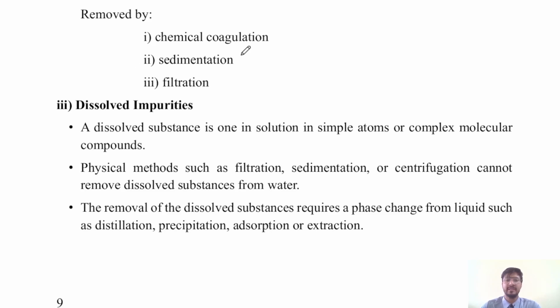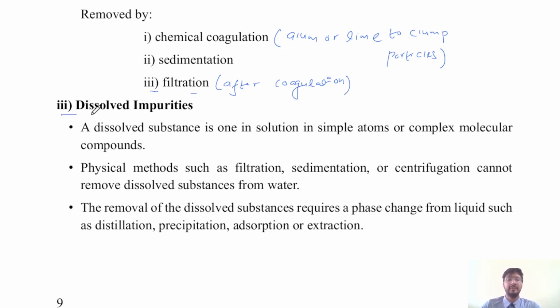Chemical coagulation means adding alum or lime to clump particles. And sedimentation and filtration means filtration after coagulation. And third impurities is dissolved impurities.